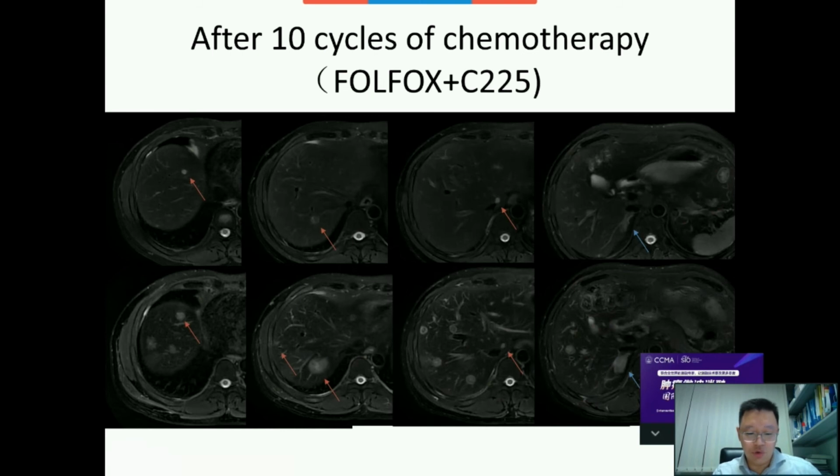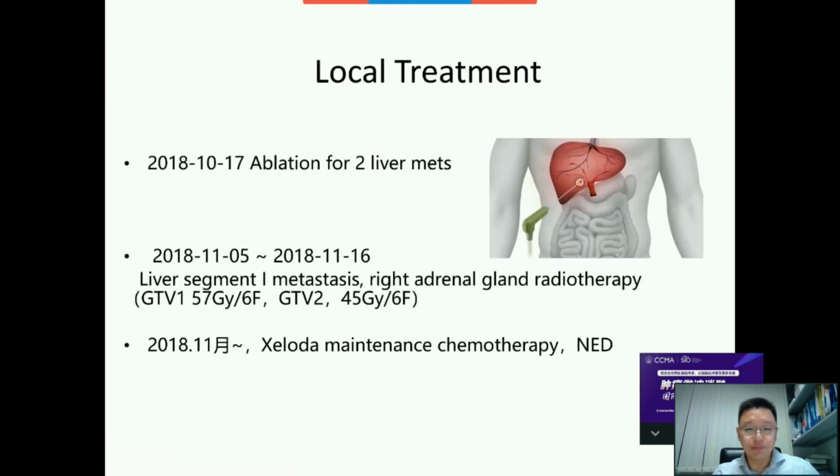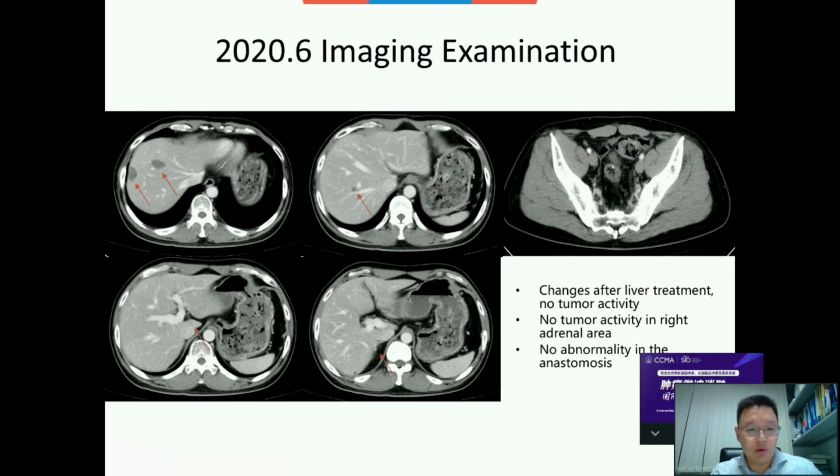After MDT discussion, 2 lesions in the liver were treated with ablation, and the metastatic tumor near the inferior vena cava and the right adrenal gland lesion were treated with SBRT. Then the maintenance chemotherapy went on. The patient has been in NED state till now. So we can see all the lesions completely necrotic in the CT contrast scan.